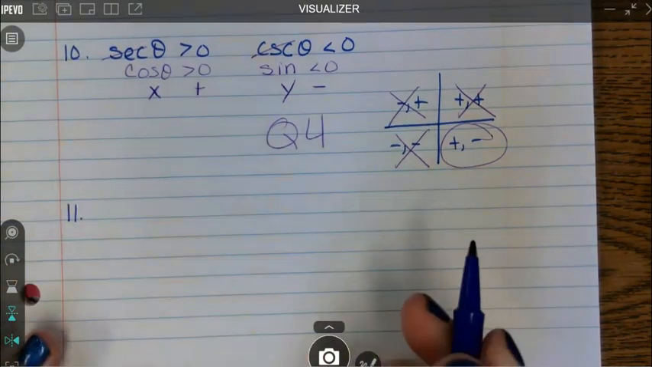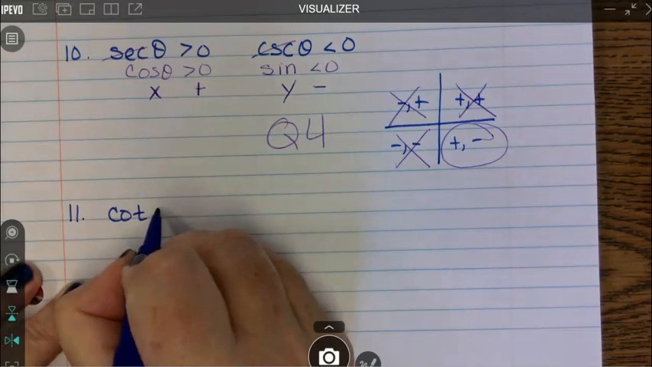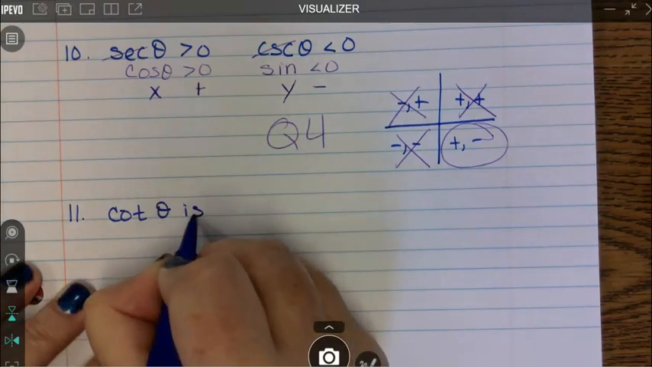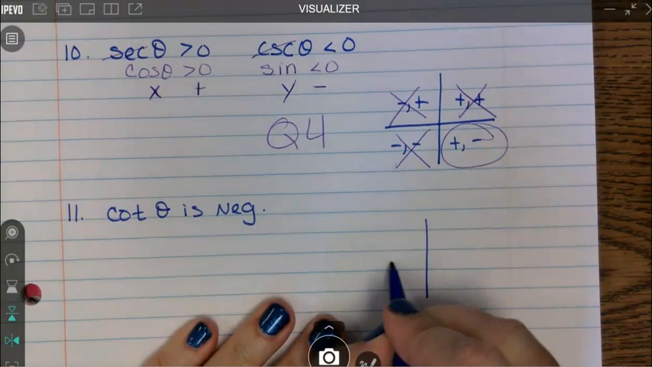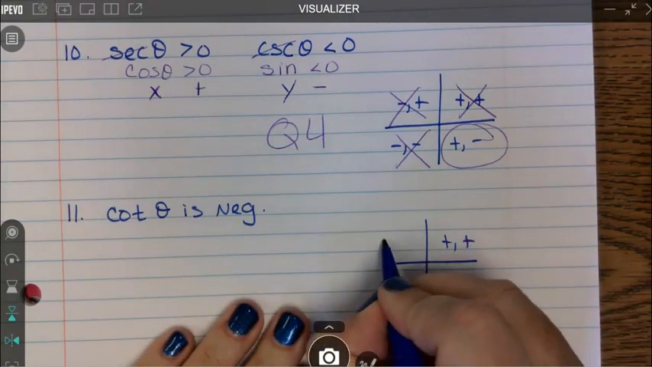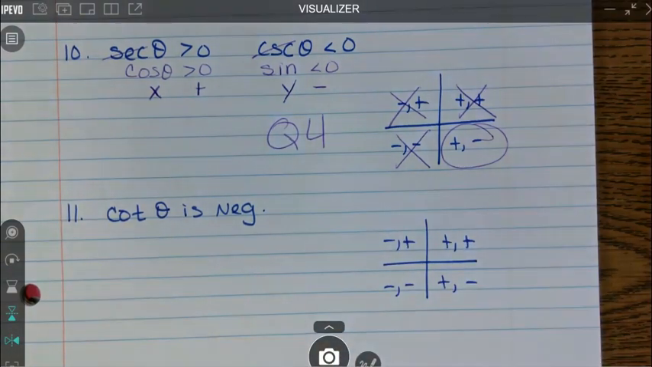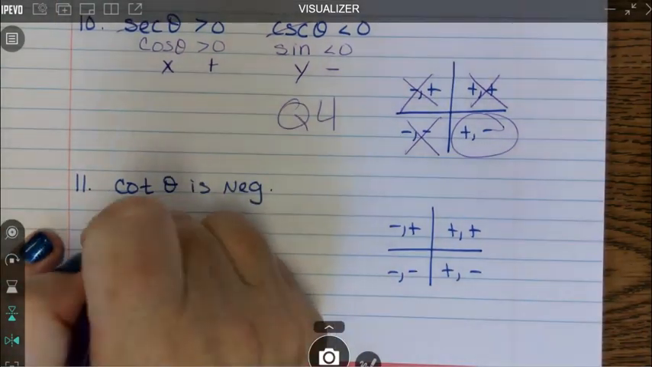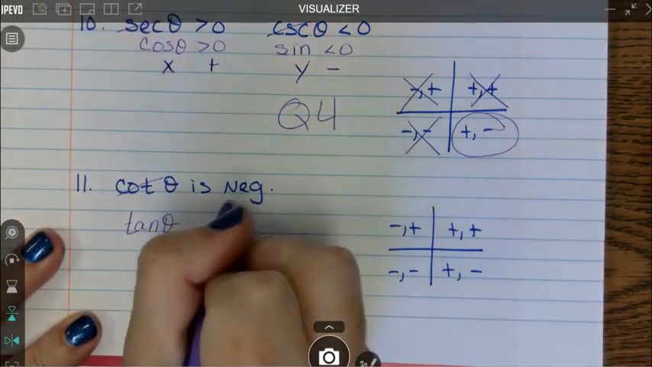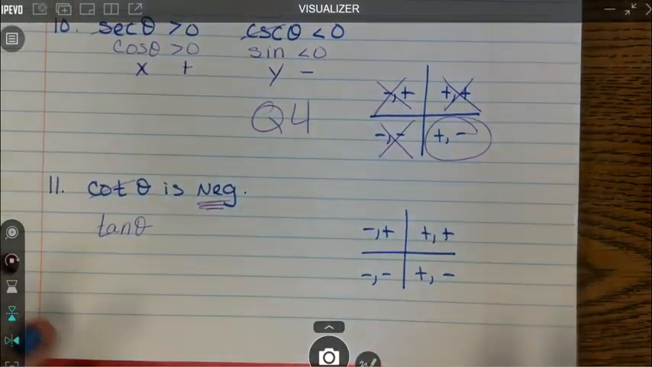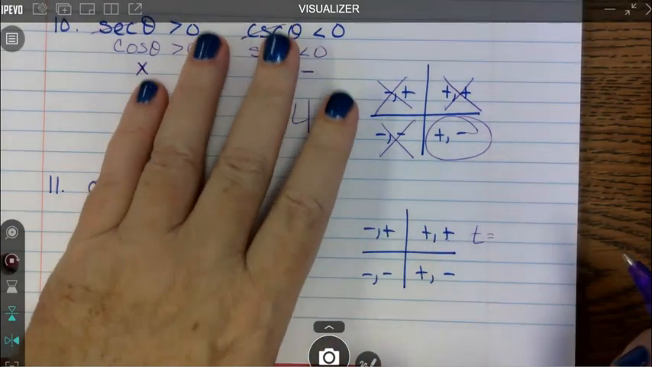Okay, 11. When is cotangent negative? So there's two quadrants where cotangent is negative. Now, let me go ahead and do this. Plus plus, minus plus, minus minus, plus minus. Okay, so let's do what we did before. So we're going to convert this to tangent. And I'm looking for a negative. So here we go. I'm just going to put T for tangent. So we're going to do what we did a couple of places up.